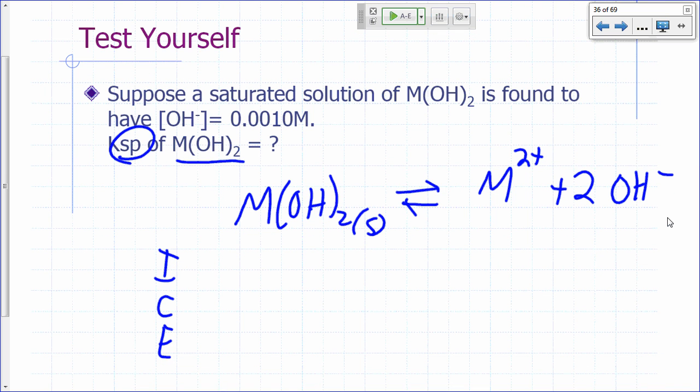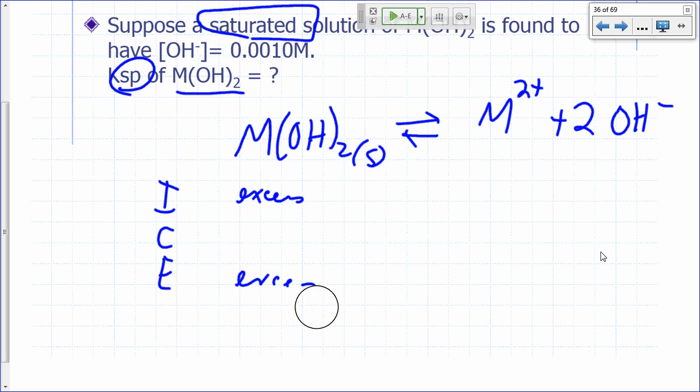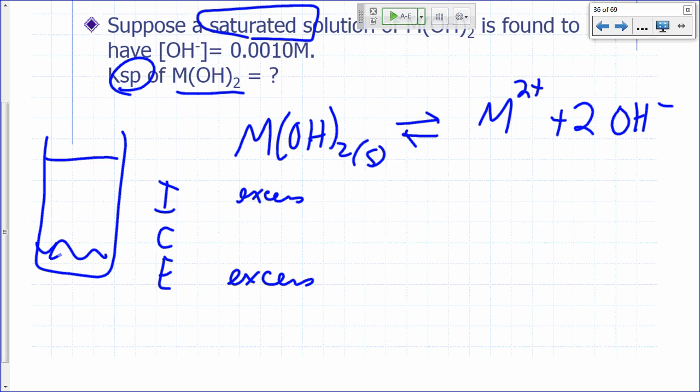Let's say you start off with an excess of a solid. Saturated solution means you have a lot of it. You have an excess at the end. And you don't worry about it because the activity is just going to be equal to 1, right? Saturated simply means that if you mix it with water, you still have some solid left behind. So you have your M plus 2 and your hydroxide ions in equilibrium with your solid. You have a large excess, and the activity of that solid is equal to 1. So you don't worry about it.